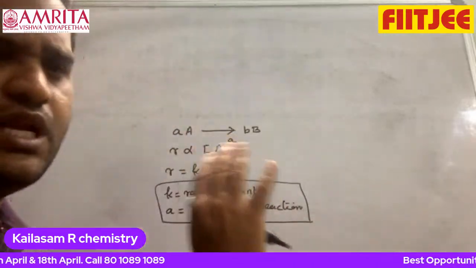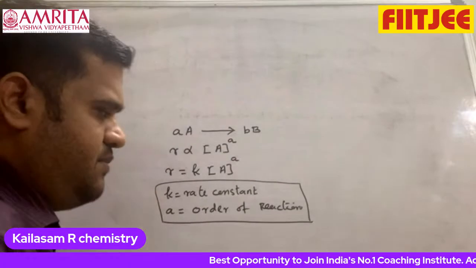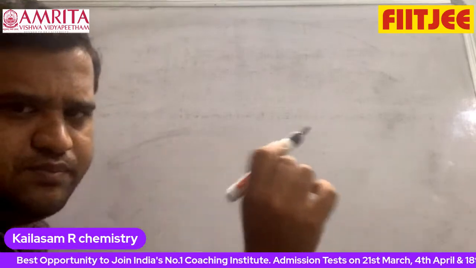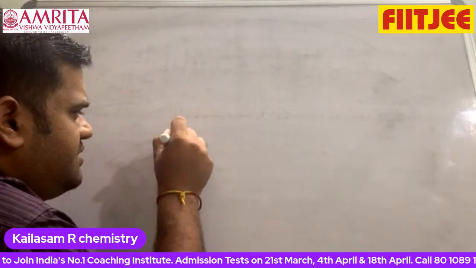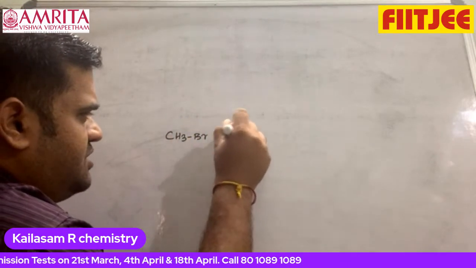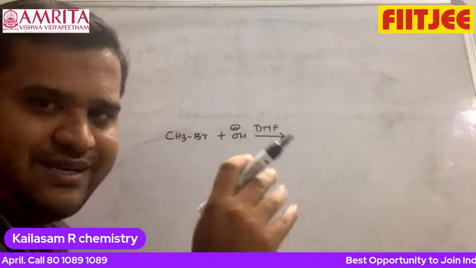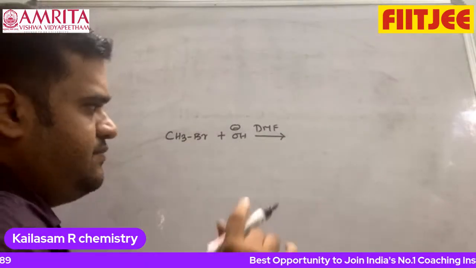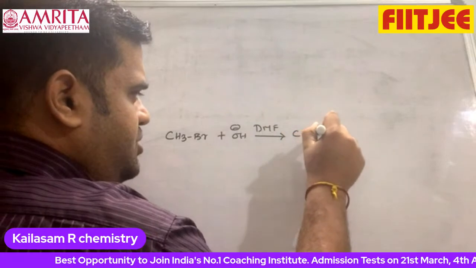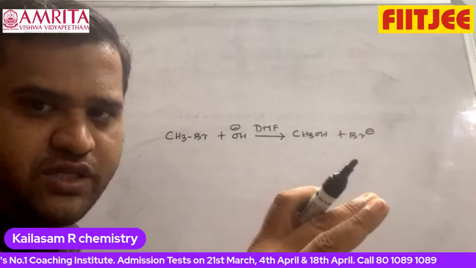Fine. Now come to the point. Now I can take one more simple example to understand. Listen. Now let us take one simple example. I'm taking CH3Br plus OH minus, using DMF as the solvent. Clearly we can say this follows the SN2 mechanism. Now I can say that this gives CH3OH plus Br minus.